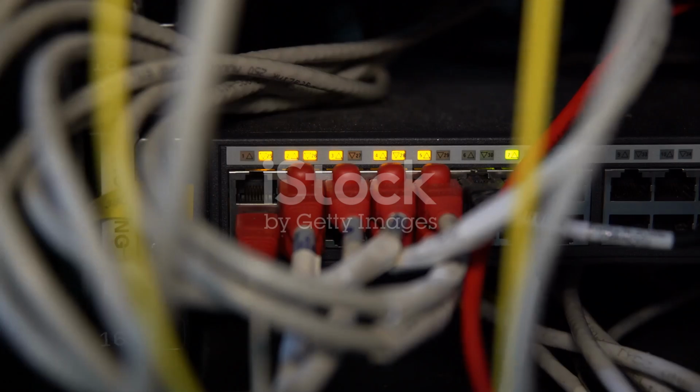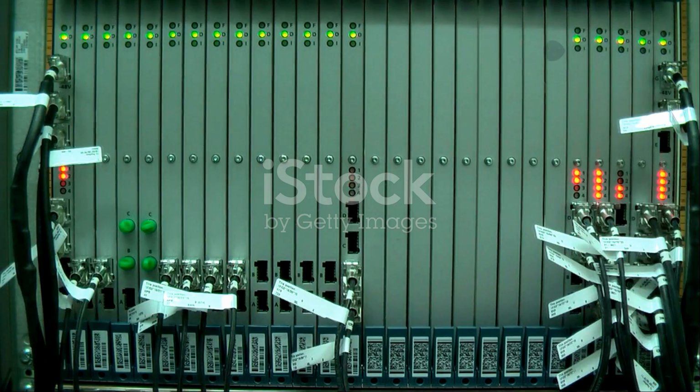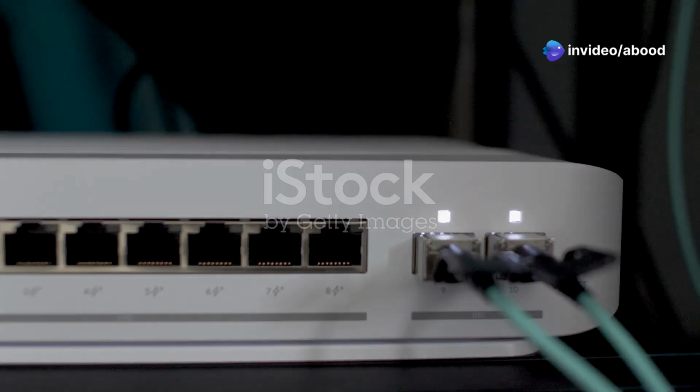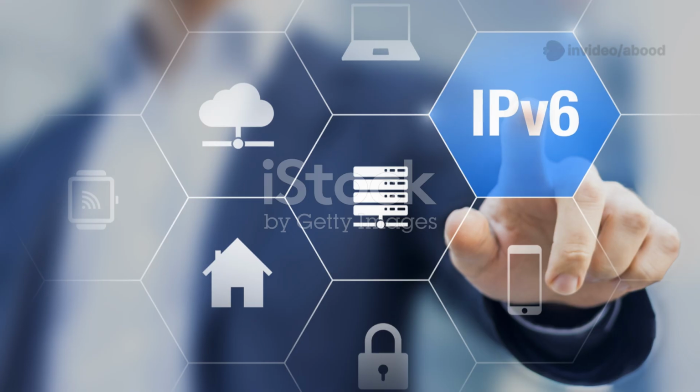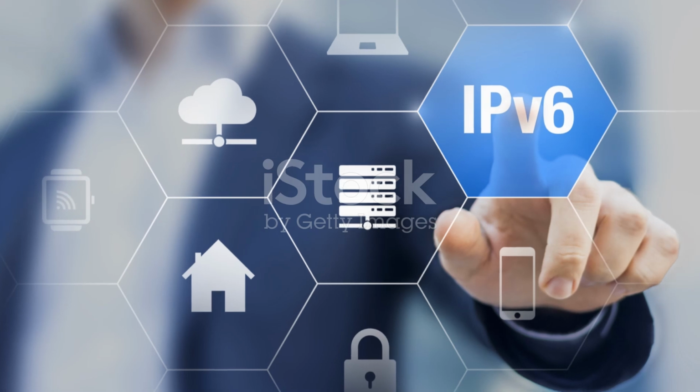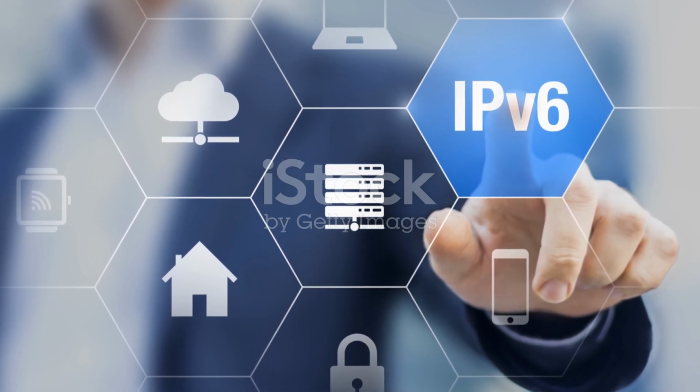Section 6. Understanding IP addressing. In networking, devices need unique addresses to communicate with each other. These addresses are called IP addresses. Think of them like phone numbers for your devices. There are two main versions of IP addresses: IPv4 and IPv6.